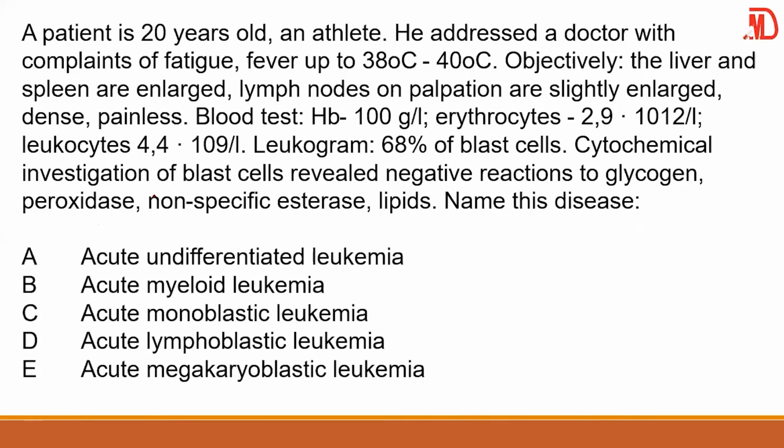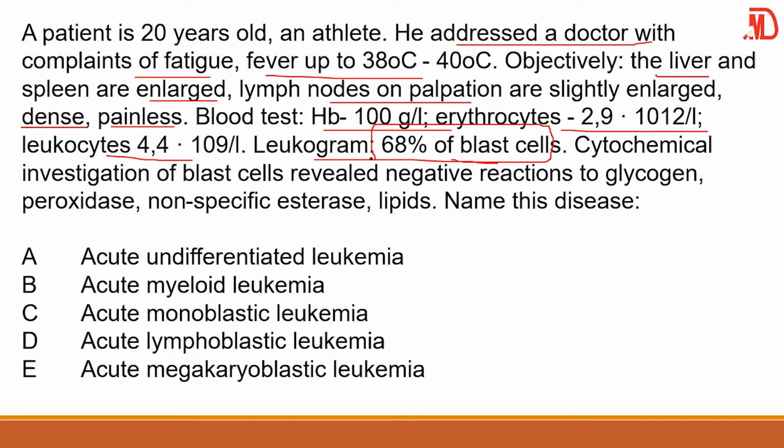A patient is 20 years old, an athlete. He addressed a doctor with complaints of fatigue, fever of 38 to 40 degrees. The liver and the spleen are enlarged. Lymph nodes on palpation are slightly enlarged, dense, and painless. Blood test, hemoglobin 100 grams per liter. Leukogram: guys, look at the leukogram. 68% of blast cells. Again, blasts should not be more than 5%.